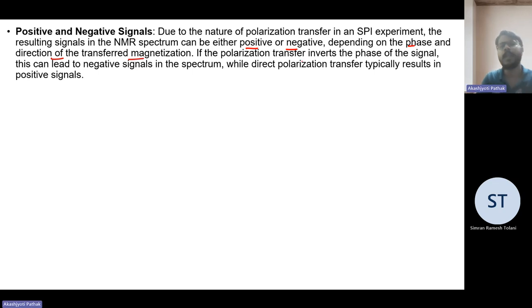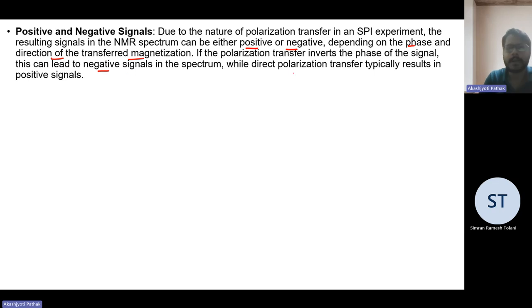If the polarization transfer inverts the phase of the signal, this can lead to negative signals in the spectrum. So if the polarization transfer taking place from one of the A nuclei to X leads to an inversion of the phase of the X nuclei, then that will lead to a negative signal.